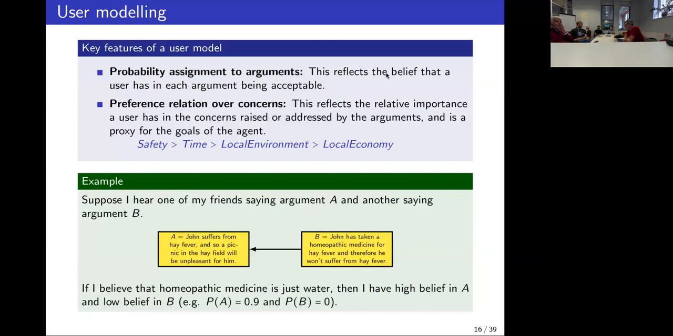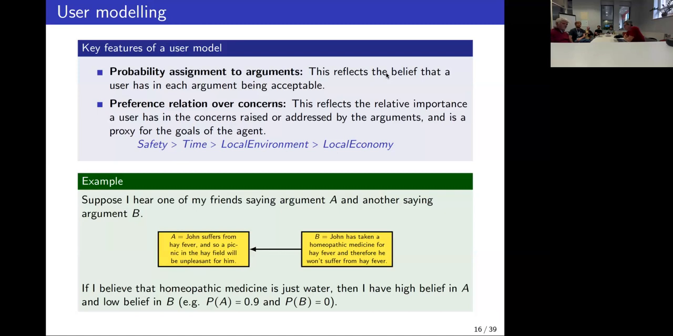But the problem here is I don't believe B. I don't believe homeopathic medicine works at all. So I can't join in the conversation, perhaps because I'm being diplomatic, or maybe I'm just listening to it and I don't have an opportunity to speak. I don't believe B. So I want to run counter to what is normally done in the argumentation literature. I want to be able to disbelieve arguments. So here I might completely disbelieve B and believe A highly. So this is what I mean by a probability assignment to arguments.